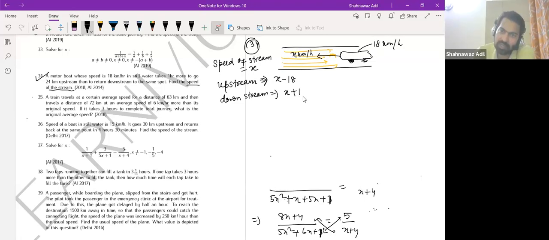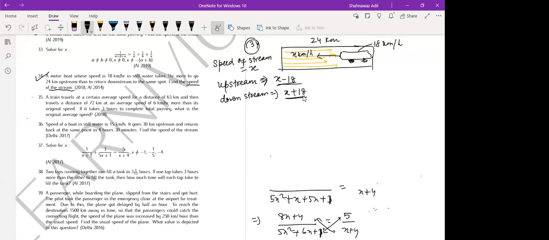Good, this is what we needed. Now we know the speed and we know the time, and what is the distance? 24 kilometers. Right, the distance between these two points is 24 kilometers. The question says 1 hour difference, so which will take less time? Downstream will take less.